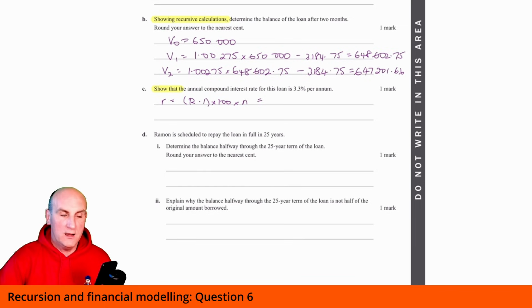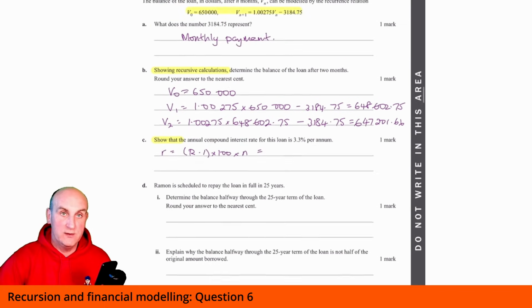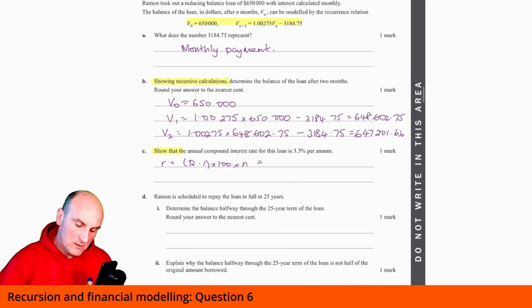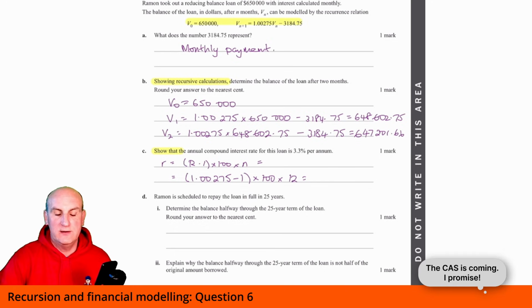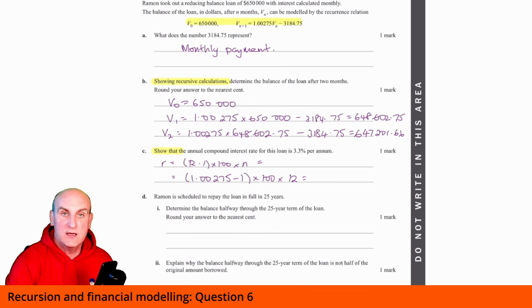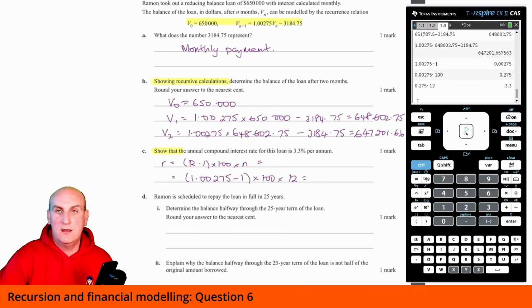So capital R is what they gave you in the formula. So I'm now just going to say that's 1.00275 minus 1, times 100, times n. Well, because it's monthly, that's going to be 12. And if I put that into my calculator, now you're going to say, why on earth are you putting it into the calculator? I want to check, because if I've made a mistake, I get an opportunity to go back and check. Now, obviously, I haven't got my calculator on, but there you go.